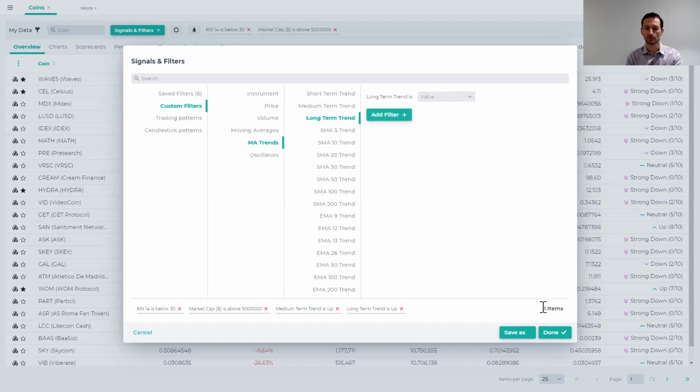Wow, we're down to 3. Okay, so this is what I'm talking about. Coins that are in an uptrend rarely dip as low as 30 or below. So we're going to relax this, and the RSI below 30, I'm going to replace with RSI below 40.